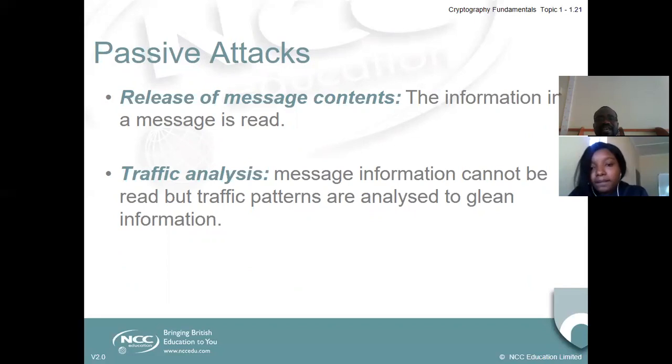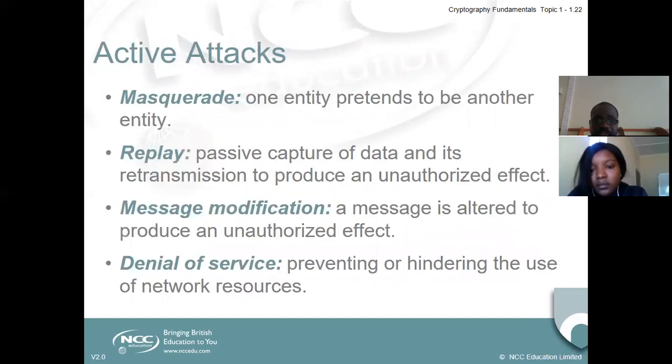Passive attacks include release of message contents, where the information in a message is read. Then traffic analysis: message information cannot be read, but traffic patterns are analyzed to glean information. Then we have active attacks.